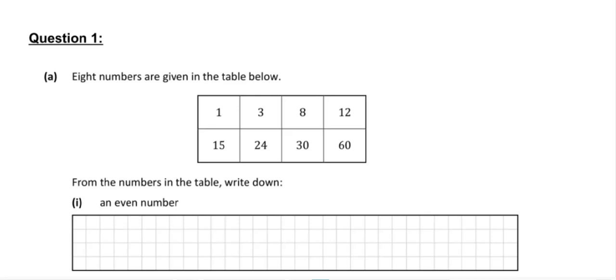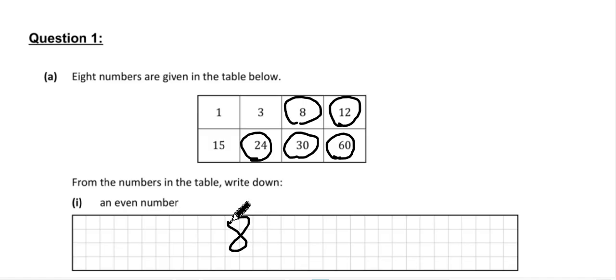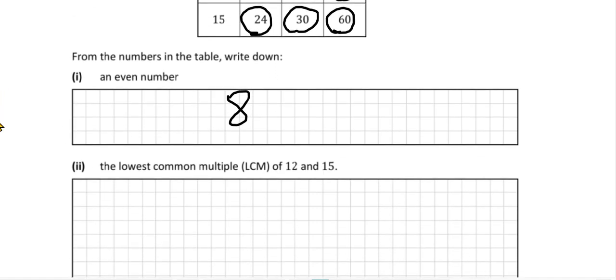Okay, from the number table, write down an even number. You can write down any of the even numbers, just no odd numbers. So any of these numbers will get you the correct marks. I'll just use the number 8. Is that okay? Right.